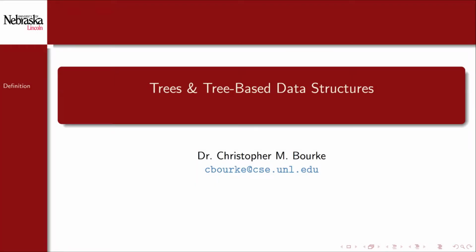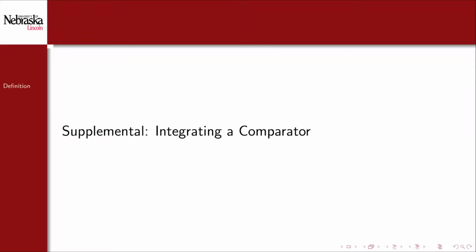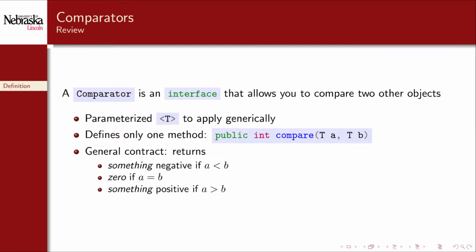Back to this video series on trees and tree-based data structures. In this supplemental tutorial, we'll integrate a comparator into our binary search tree data structure that we wrote in Java. A comparator is an interface in Java that allows you to compare two objects. It's parameterized so that it can be applied generically.